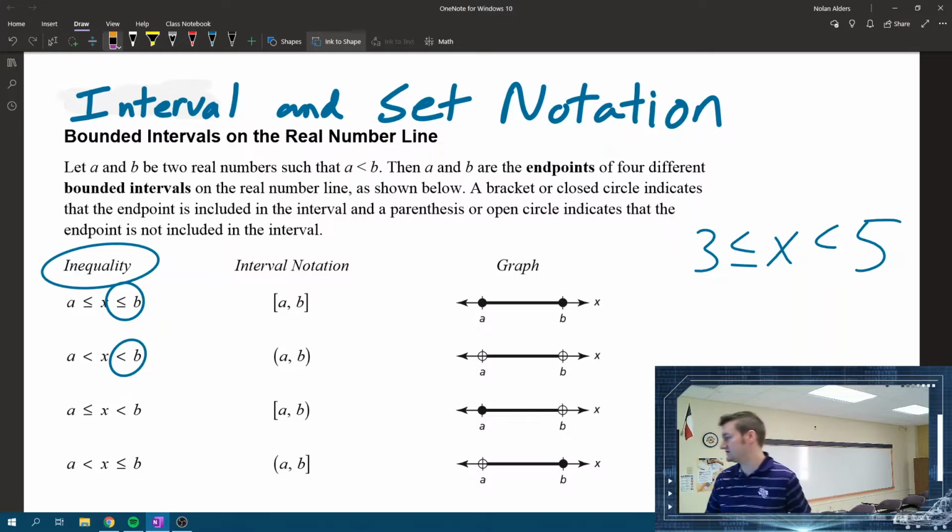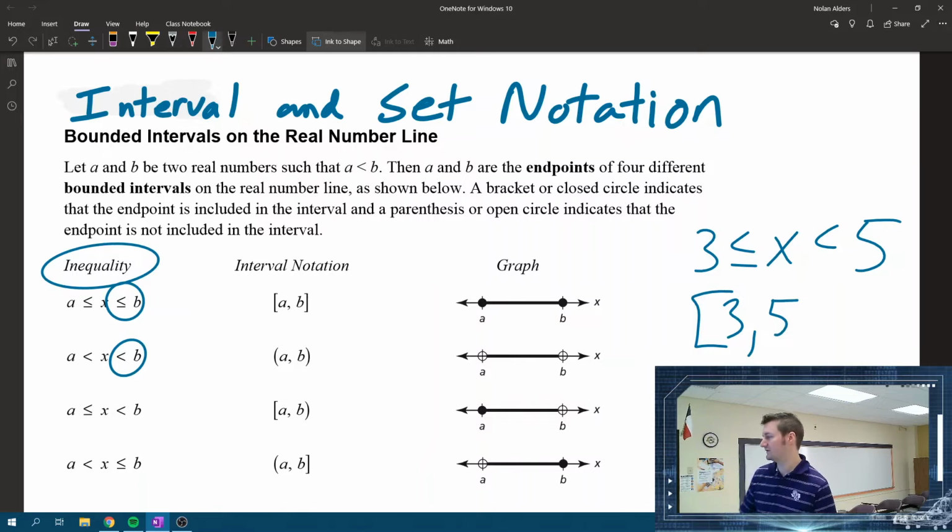With interval notation, we use brackets and parentheses. So if we wanted to rewrite this from an inequality into interval notation, we could use a bracket, put our first number, comma, put our second number. Those are the bounding numbers, all right? And then a parenthesis. A parenthesis means that we're not including that number, and a bracket means that we are including that number in the set. So it's all the numbers between 3 and 5, and we're including 3, but we're not including 5.